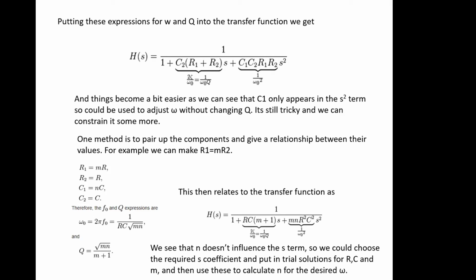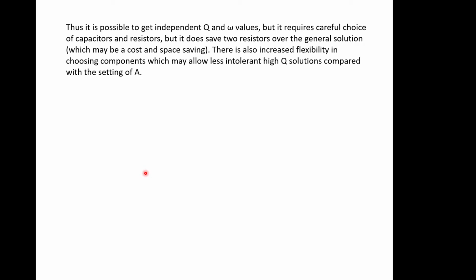They can make millions of these circuits and save a few pence each time. So it's possible then to get independent Q and omega values, but it does require a careful choice of capacitors and resistors, and it also requires you to dig into the equations a bit and understand what it is that the equations are representing and what you can tweak and what you can't. So that's it. With a bit of knowledge of what's going on, there's a chance that you can actually come up with some imaginative solutions to doing what you want.